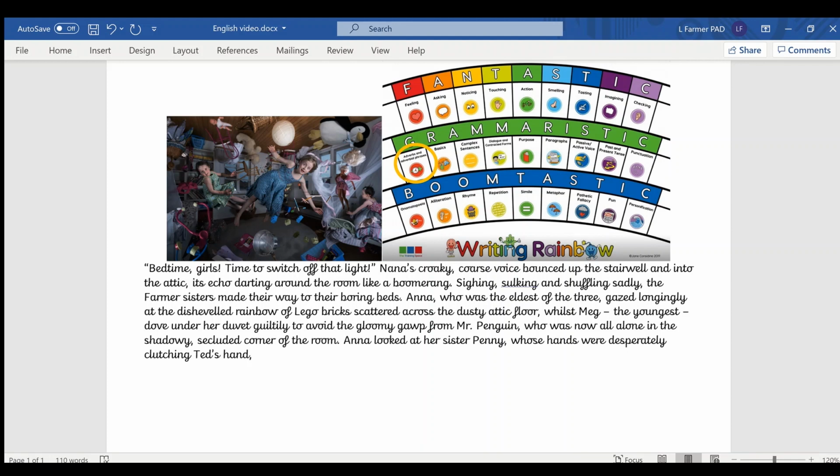So Anna is looking at Penny, who is clutching this teddy bear, and Anna, she's the older sister, she's in charge. She's going to kind of tell Penny to turn off the light switch, but she's not going to say it. She's going to show it with her eyes, I think. So Anna, who looked at her sister Penny, and flicked her eyes miserably.